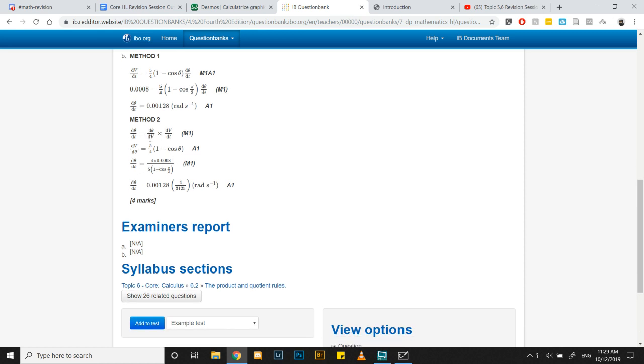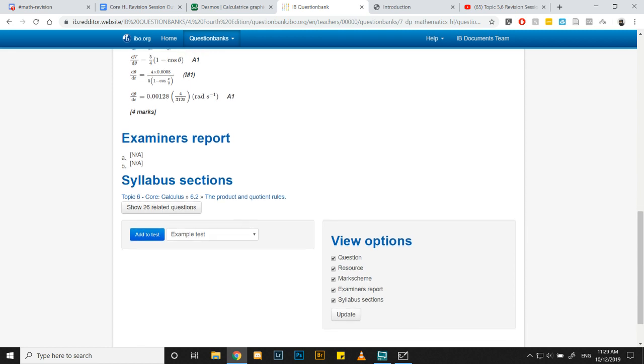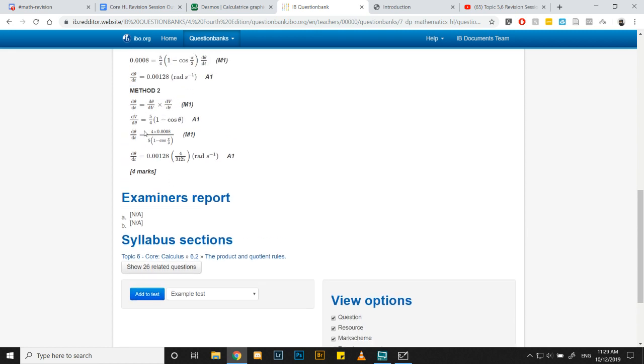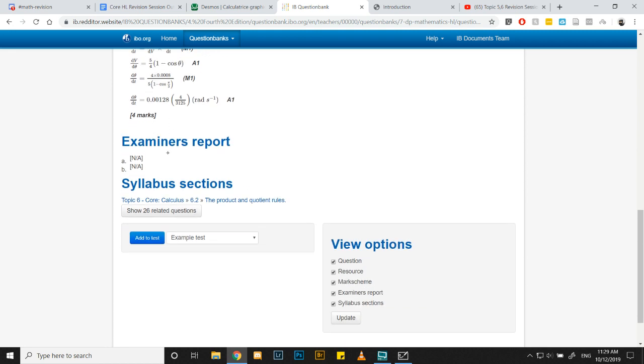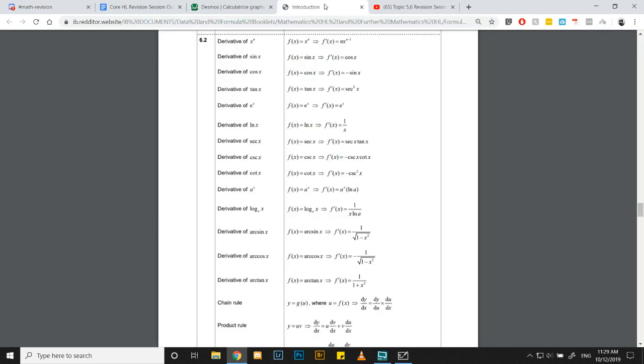So you have dv d theta. So they would flip this around and do all these weird things, and they would have to calculate this formula, work it through, and basically that's it. That's how you would solve related rate problems.